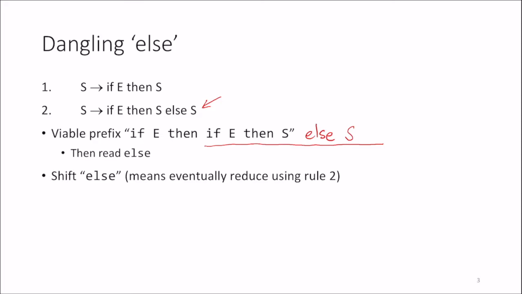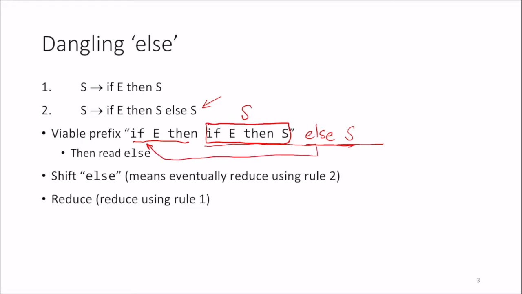And now I'm going to have to reduce using that second rule, because I have if E then S else S on the stack, I reduce it. If I reduce, which means I take this and I replace it with an S, notice that now I get if E then S else S. So I'm still using the second rule, but what's happened is this else is going to be modifying the higher if rather than the lower if, the closer if.